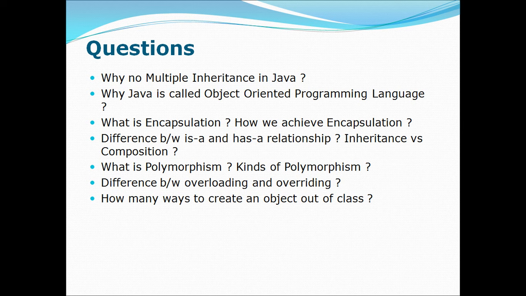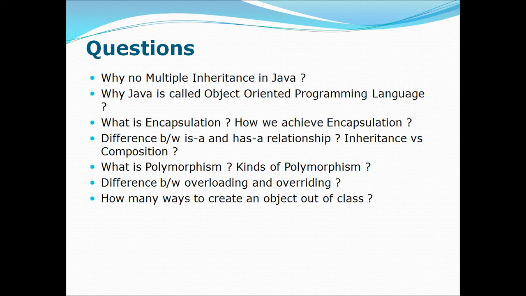Because Java, they wanted to make it simple. Okay, they didn't want to mess up. And what is the second problem? Deadly diamond of death problem. Okay, so what is the deadly diamond of death problem? If you are having multi-level inheritance, and some properties are there in both the classes, then which one to take? Okay, so that's why.